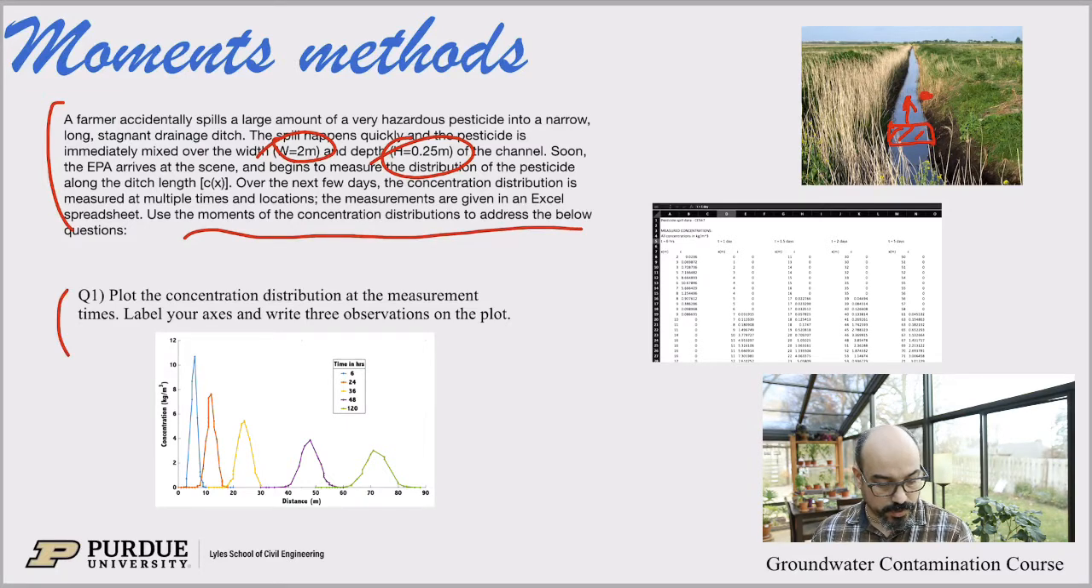Okay, so first question, plot and label the axis, etc. So this is the plot, this is the actual data that the EPA found in that ditch. There's an Excel file that accompanies where you have all the data, and I'll show you the moments in Excel in a second.